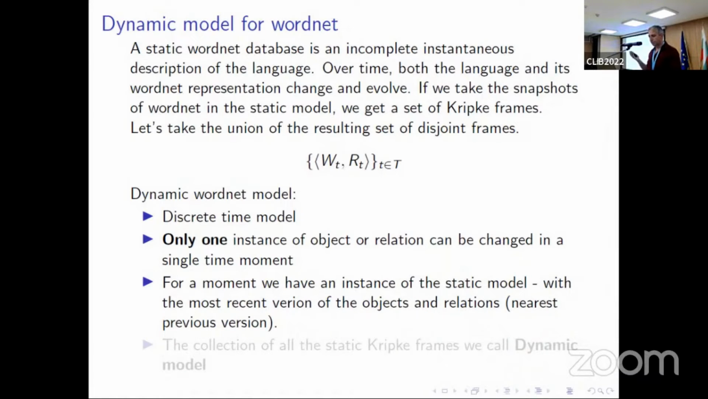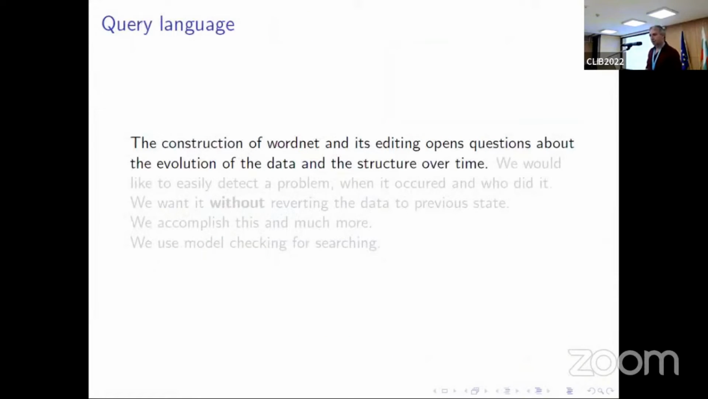So for a moment, we have all instances of the static model with the most recent version of the object. So we have something like this. We have several versions of one object, several versions of another. And when we get some moment of time, we can take the version that is the nearest previous to this moment. And in this way, we receive the static model for this particular moment from the global structure that has all the moments, let's say. And this collection of static models is this dynamic model.